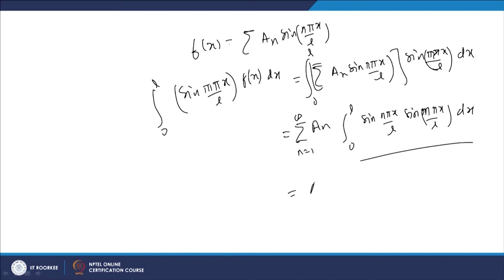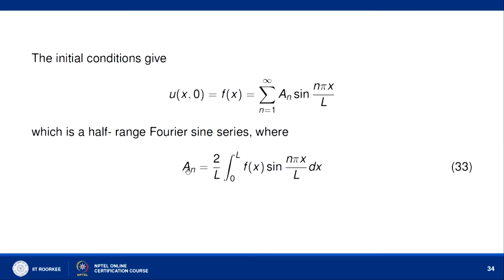So, we can write a m L by 2 is equal to 0 to L f of x sin of m pi x by L dx. In this case we can find out the coefficient a m as 2 by L, 0 to L, f of x sin m pi x by L. So, that is what we have written here: a n equal to 2 by L, 0 to L, f of x sin n pi x by L dx.